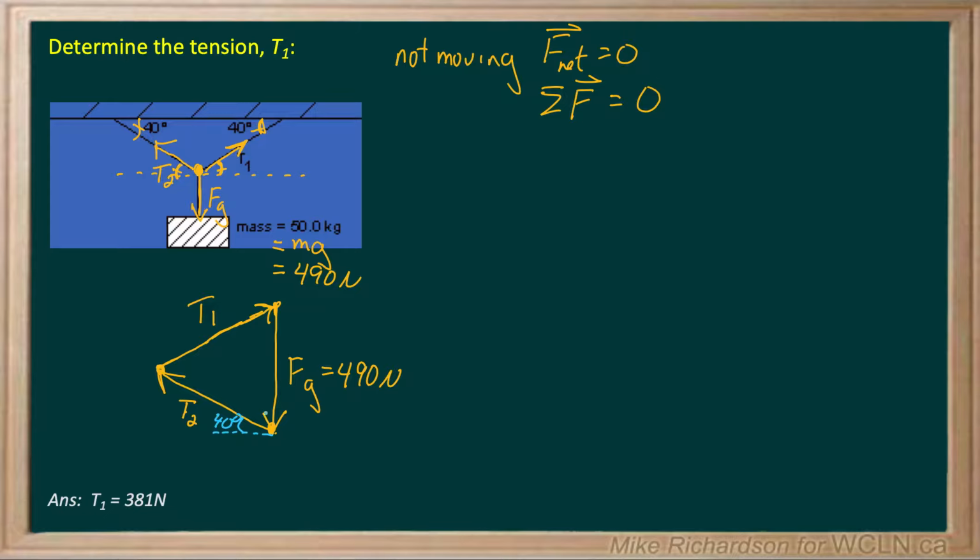Now, if FG is straight down, because we're worried about angles inside the triangle, because we need those to use the trig method. If FG is straight down, that means it makes 90 degrees with this little blue dotted line. So that means this angle right here would have to be 50 degrees, because 50 and 40 add to 90. Similarly on the top, T1, we can see from the picture, makes an angle of 40 degrees right in here, which means once again, because FG is straight down, that's going to be 50 degrees.